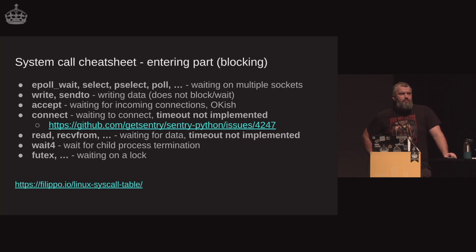And for those who haven't done low-level programming, these are the typical system calls you expect to see. Something like epoll, poll, select, and things like that. This is okay. It means that the process is waiting on multiple sockets, which is what HTTP servers typically do. If you see write, sendto, it's writing data, and these typically do not cause any problems. The accept system call means that it's accepting incoming connections.